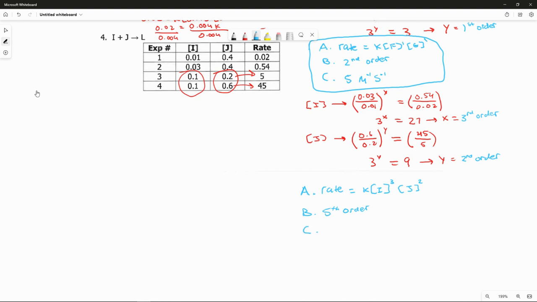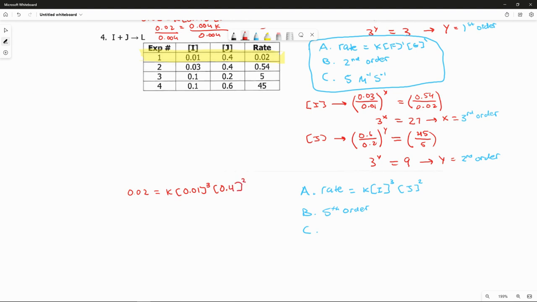C asks us to find k. All we got to do is plug our first set of data points, or any data point, but I like using the first, into the rate law that we found here. So let's do that now. Rate 0.02 equals k times the concentration of I, 0.01, to the third, times the concentration of J, which is 0.4, to the second power.